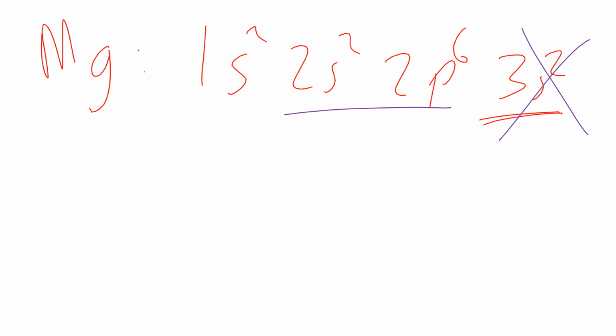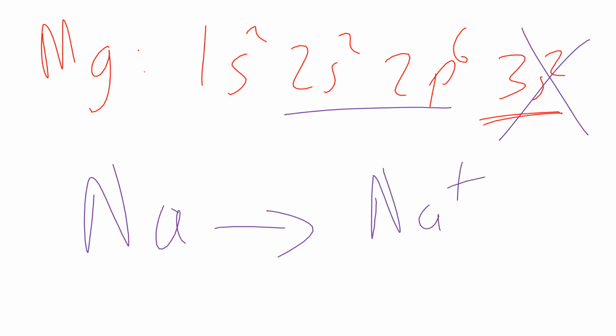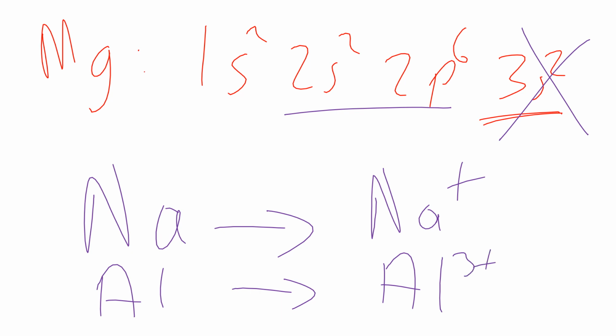So magnesium always forms magnesium +2 ions. Sodium always forms sodium +1 ions, because sodium has got 1 electron in its outer shell. Aluminum likes to form aluminum +3 ions, because it has 3 electrons in its outer shell. It's not quite that simple for the transition metals, but for the group 1, 2, and 13 metals, it's fairly easy to figure out what the charges on the ions will be just by looking at the outer electron configuration.